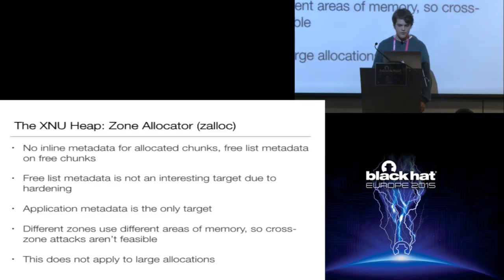Different zones use different areas of memory, so you can't do a heap buffer overflow in a zone and corrupt another zone. But this does not apply to large allocations. If you have an allocation which is larger than the page size, you can pretty easily get an adjacent allocation from another zone.